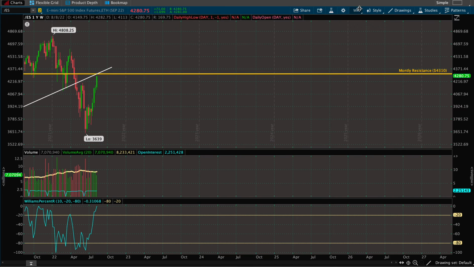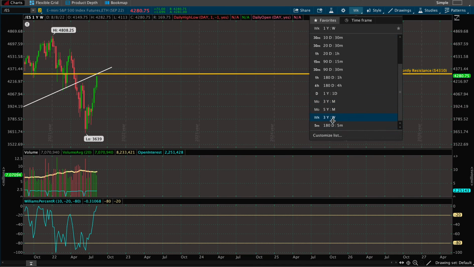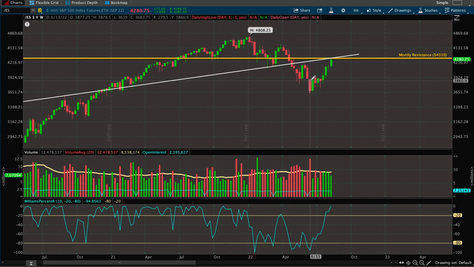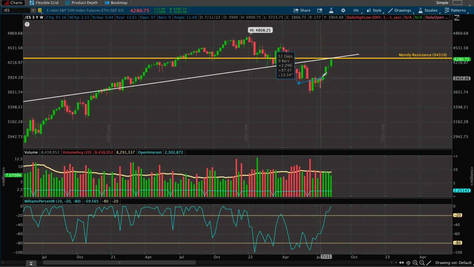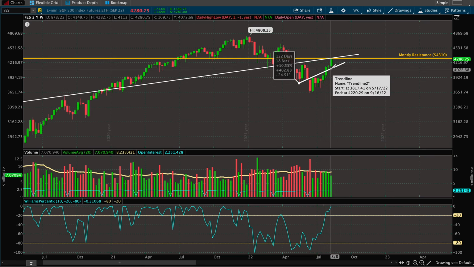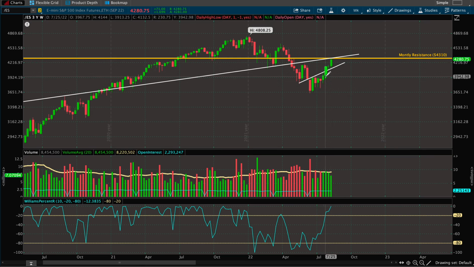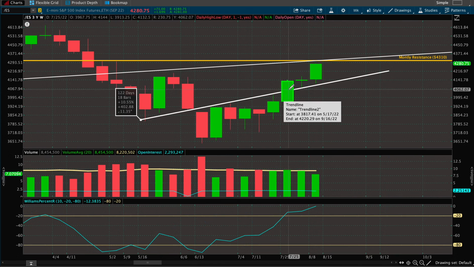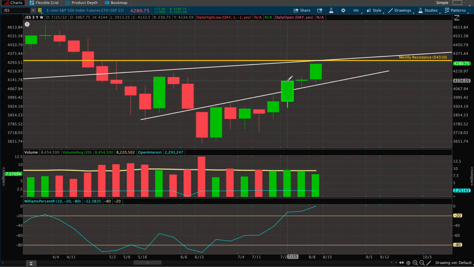I'd rather choose a 3-year weekly. If I look at the weekly, we can see that that was the breakout there. So that was definitely the breakout, and it also broke out from that trend line. It's interesting to see how trend lines predict the market. As you can see, this week it broke out on the trend line.